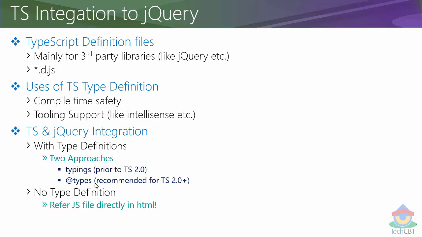And if you do not want any type definition to be included or made available as part of your TypeScript application, it is certain that you will be losing the compile time safety and IntelliSense and so on, based on the respective editors you use, like Sublime or whatever. So if you don't mind using type definitions at all, then you can directly refer to your JavaScript file right from HTML, and you can just use those particular libraries just as they are.